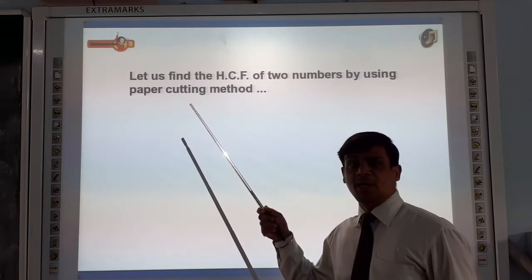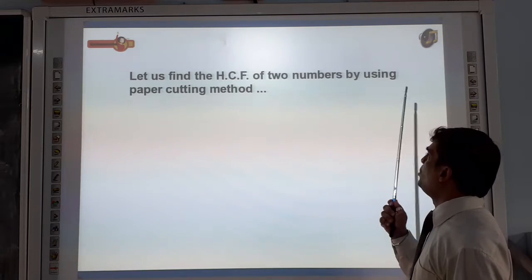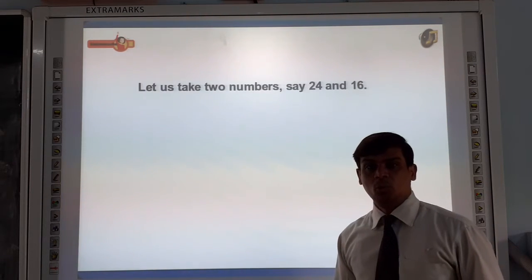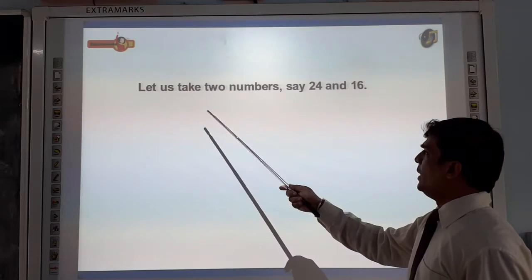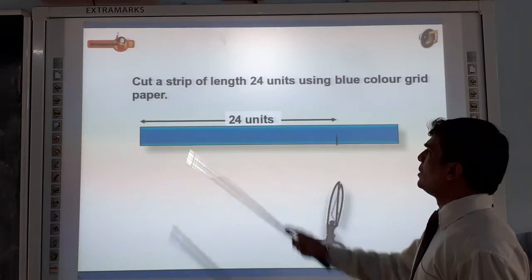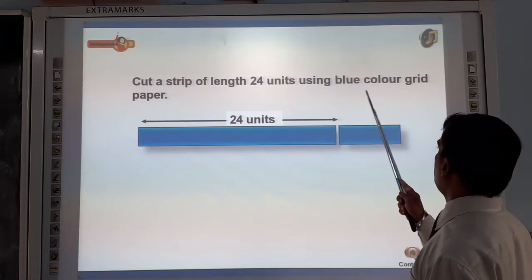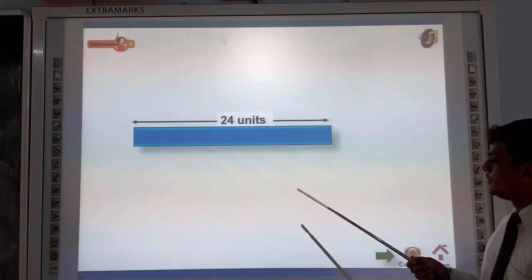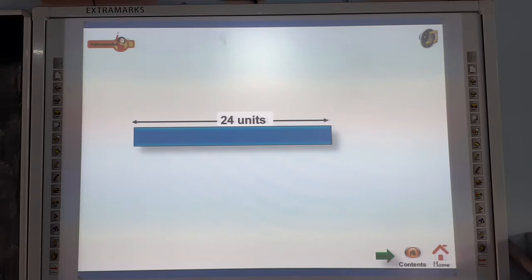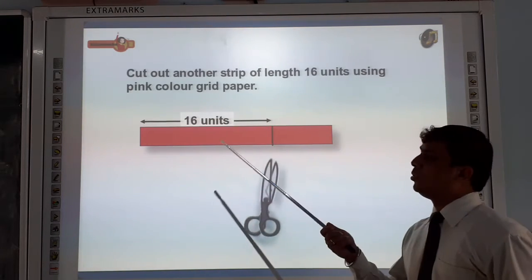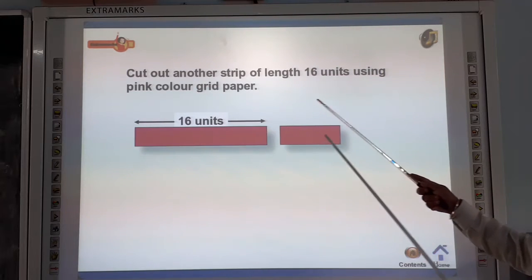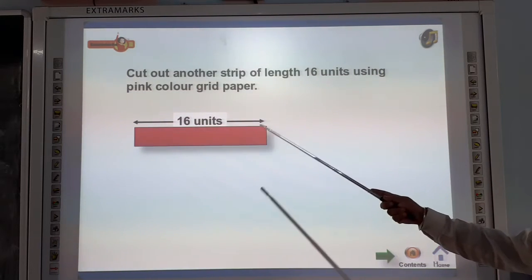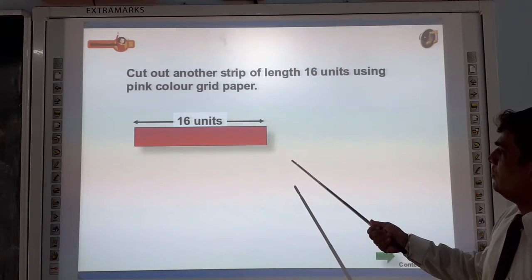Now, let us find the HCF of two numbers by using the paper cutting method. Okay student, look here. Let us take two numbers. Cut a strip of length 24 units using blue color grid paper. Show the diagram. Look here. 24 units, blue strip. Now, show the diagram. Cut out another strip of length 16 units using pink color grid paper. Show the diagram.